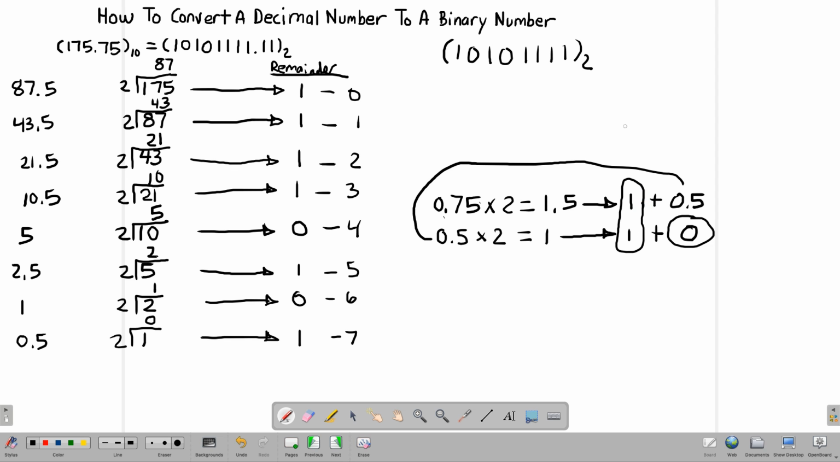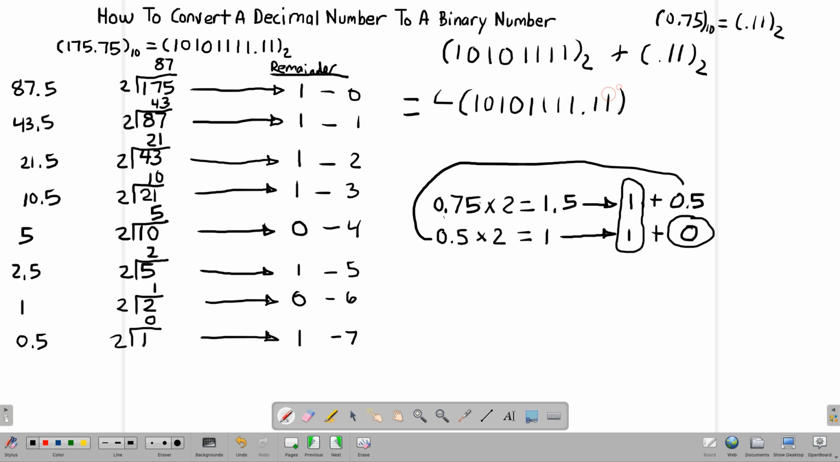And what this is saying is that 0.75 in decimal is equivalent to 0.11 in binary. So we add these two together, and this comes out to be exactly what we're looking for. It should be 1 0 1 0 1 1 1 1 point 1 1, and it matches our expected value. And this is what we wanted to show.